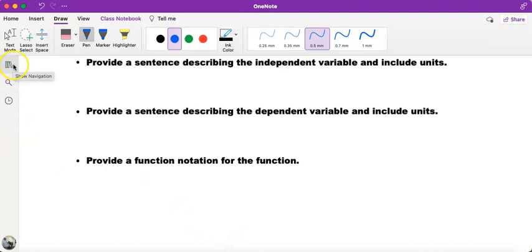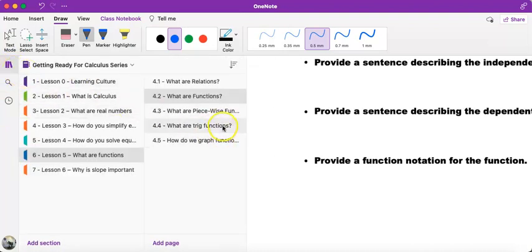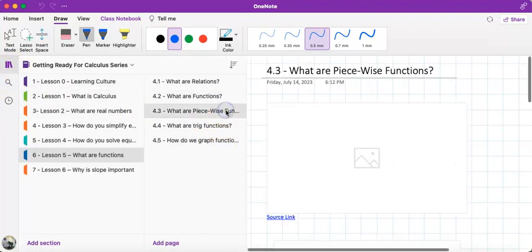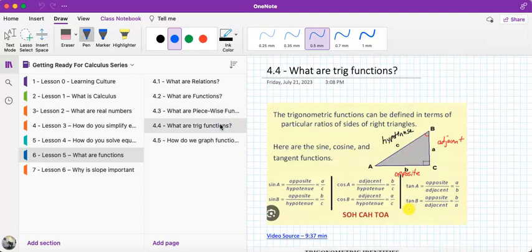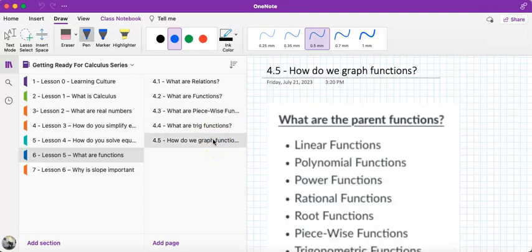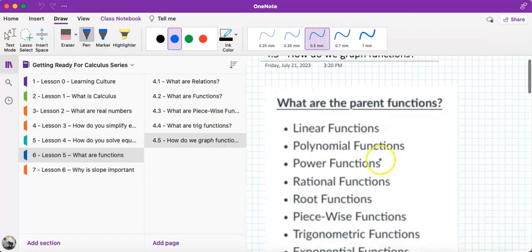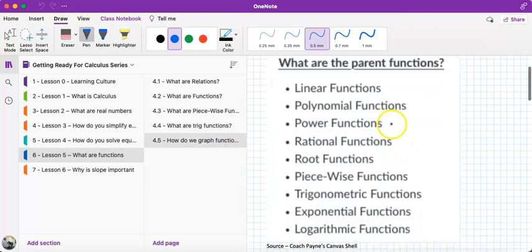And what I also want you to do is take a look here at what are piecewise functions. I want you to take a read of this. What are trig functions? I want you to take a read of this. And then how do we graph functions? Take a read. Look at all of these functions: linear functions, polynomial functions, power functions, rational functions, root functions, piecewise functions, trig functions, exponential functions, log functions. We did all of this.